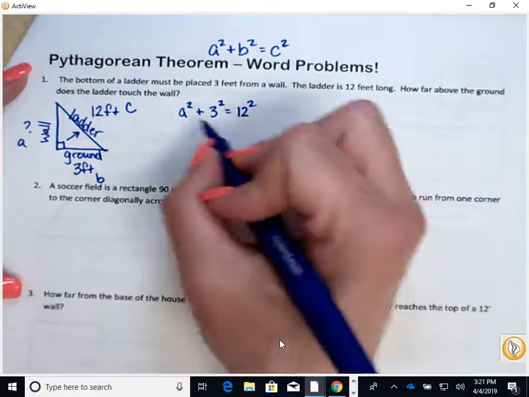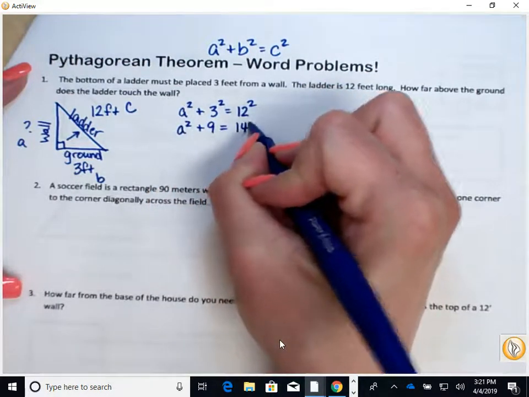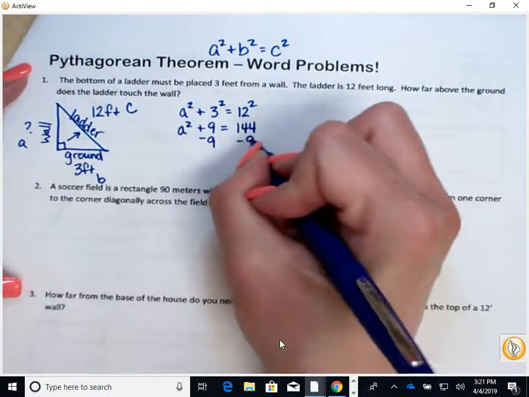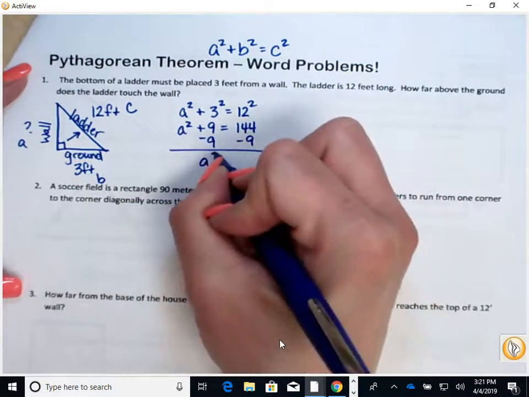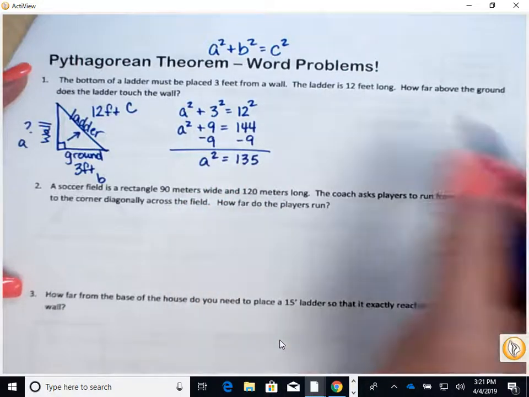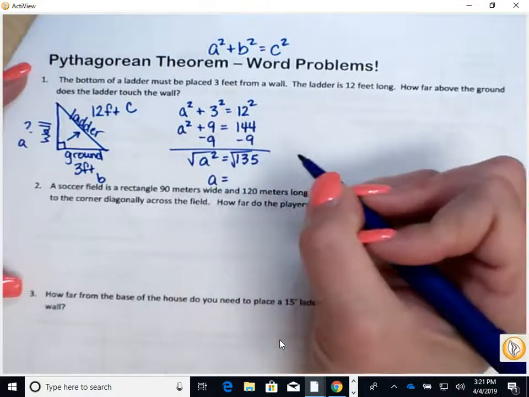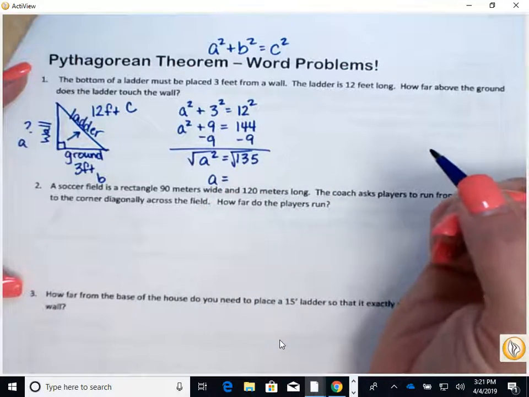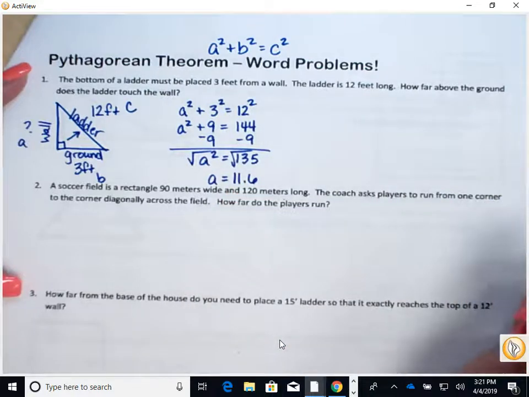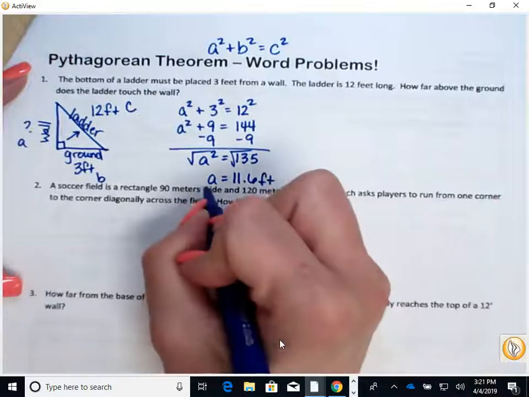All right. So A squared plus 9 equals 144. All about getting that A by itself now, so subtract 9 from both sides. A squared equals 135. And then last but not least, take the square root. And let's round to the nearest tenth. When I round to the nearest tenth, I get 11.6. Now this time they did tell me the units. The units are in feet. So we attach feet to our answer.